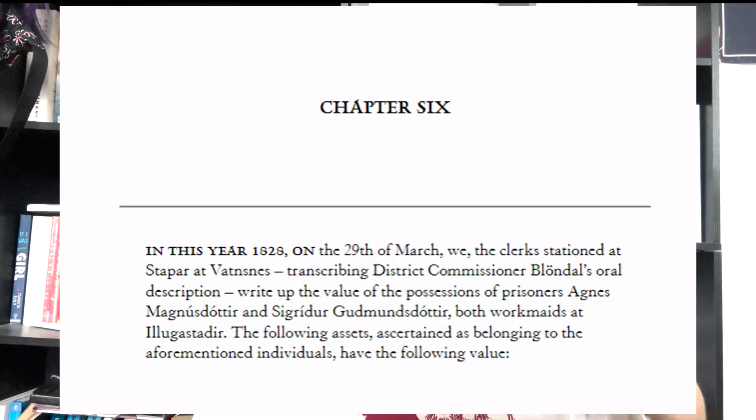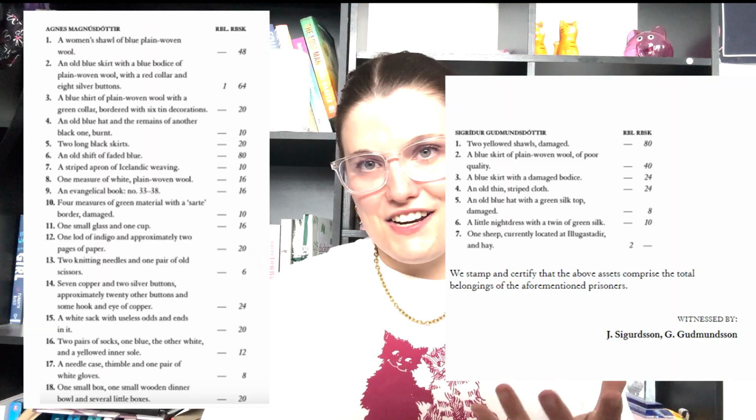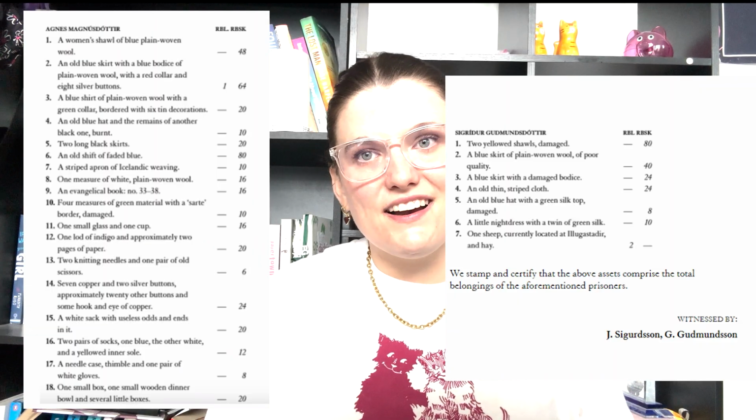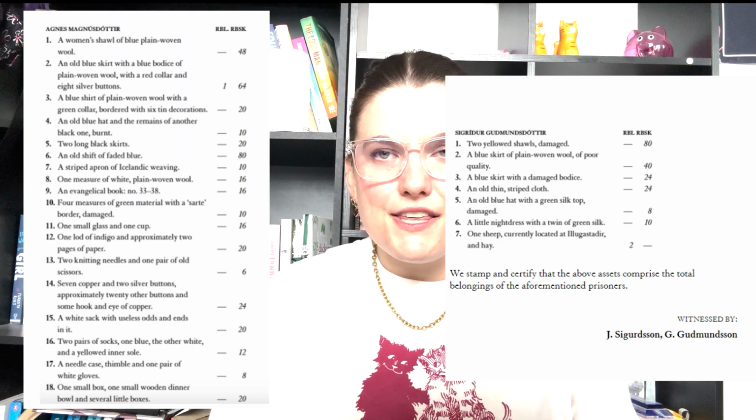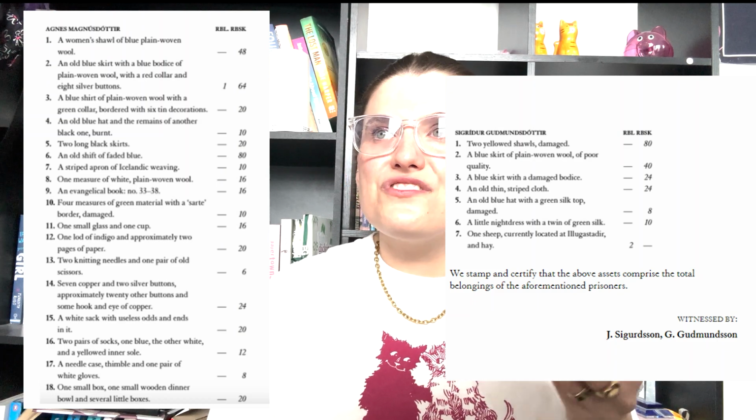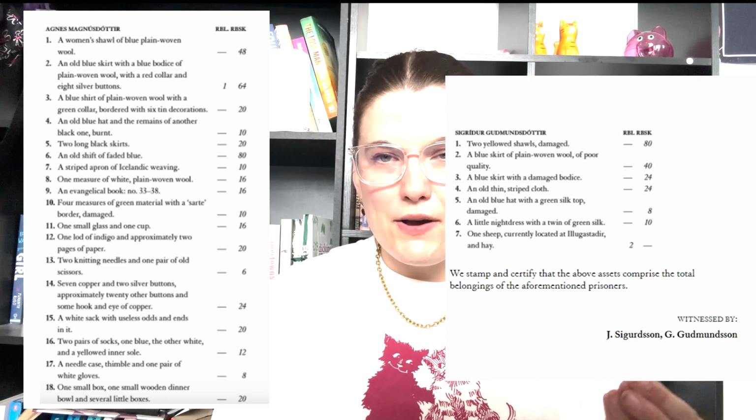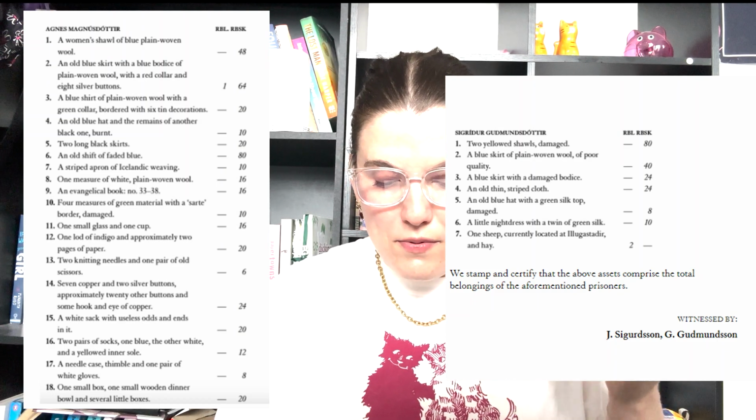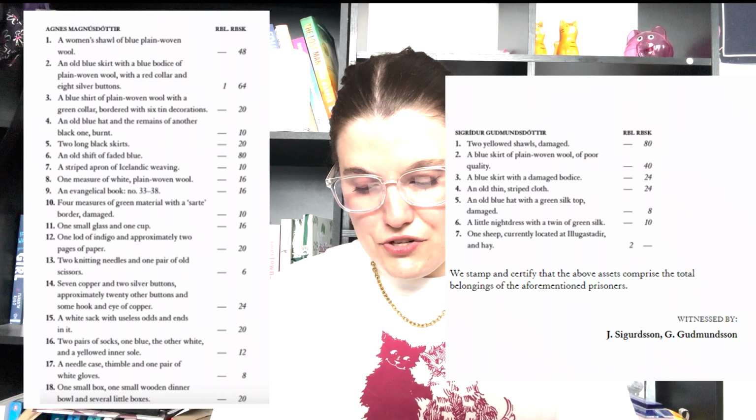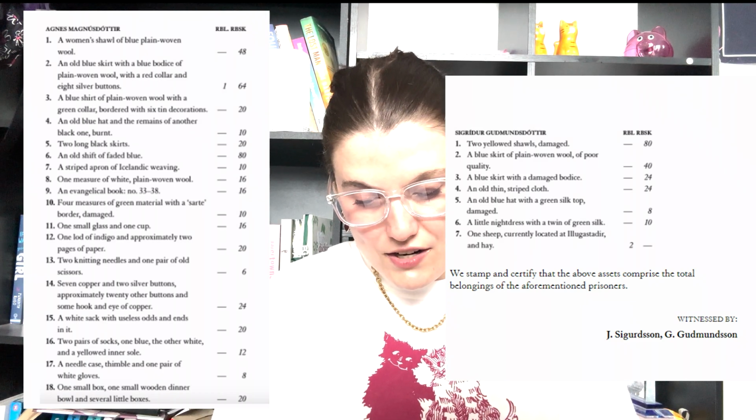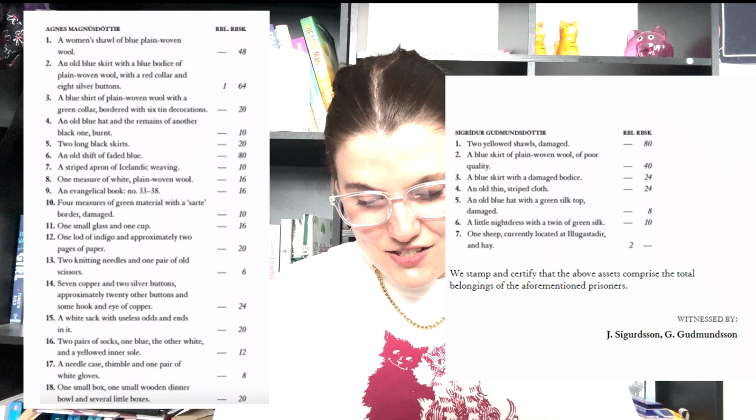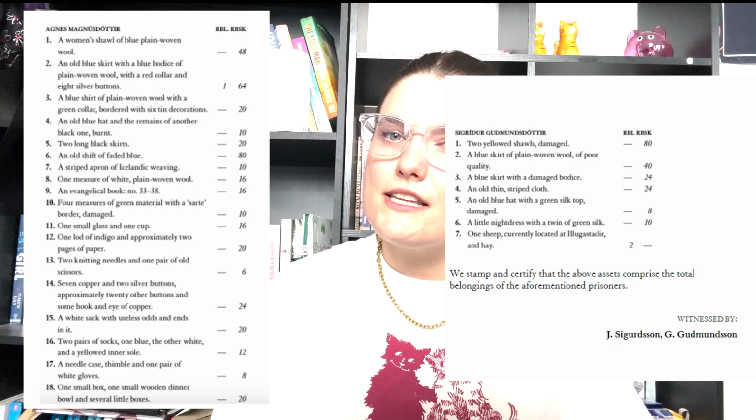Chapter 6 is one of my favorite historical documents. I just think there's so much to talk about here. And what we have is a list of the possessions that Agnes has and a list of the possessions that Seeger has. And it's just so almost harrowing to think about that both of them owned such few things that they were able to be itemized, and that it was to the point of saying, like, number 2 for Agnes is an old blue skirt with a blue bodice of plain woven wool with a red collar and 8 silver buttons. So she owned such few things that we are counting the amount of buttons.